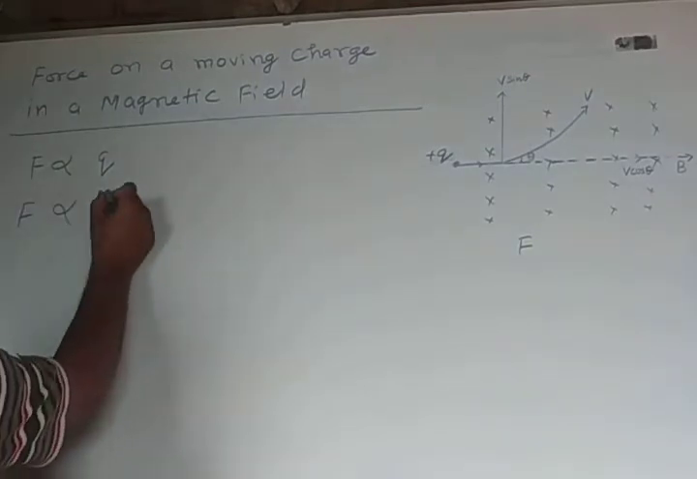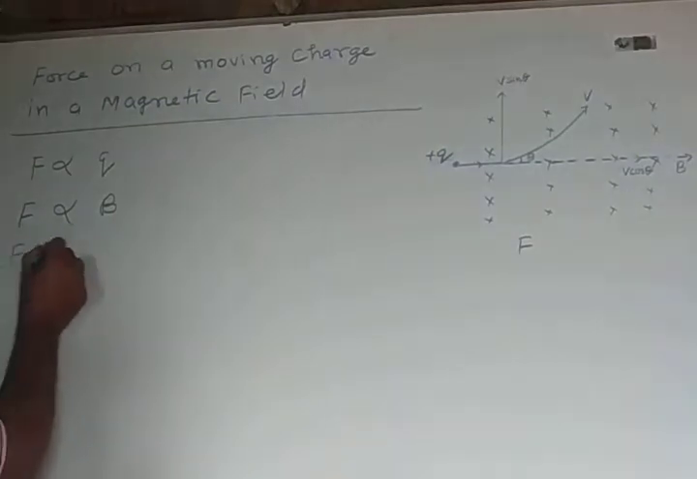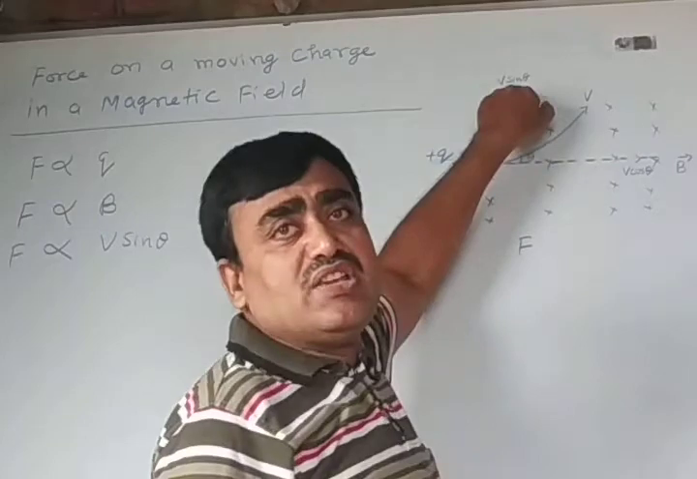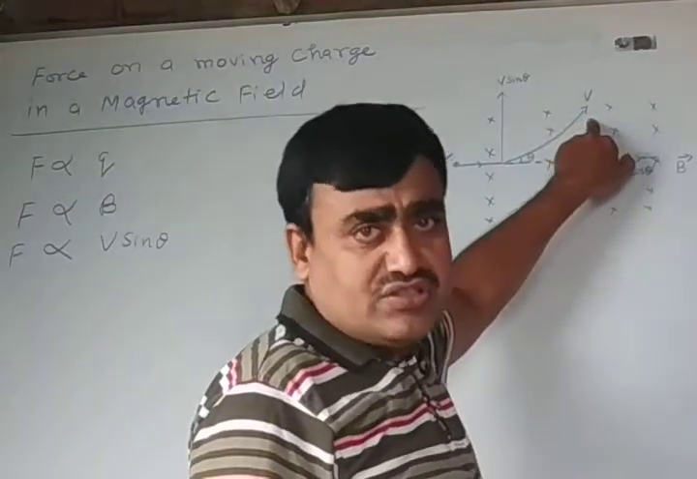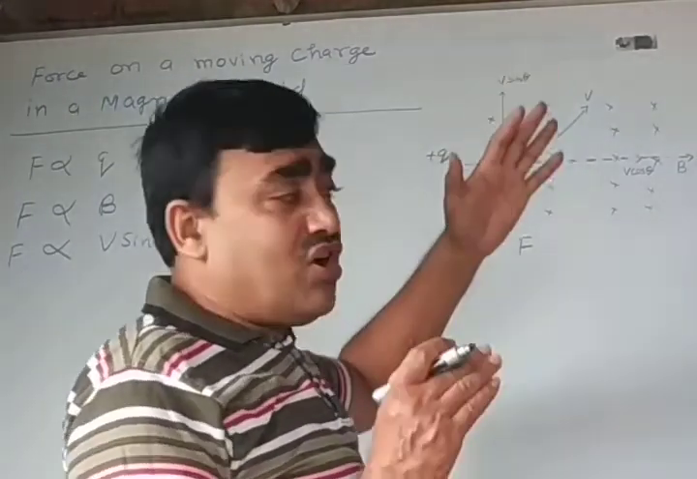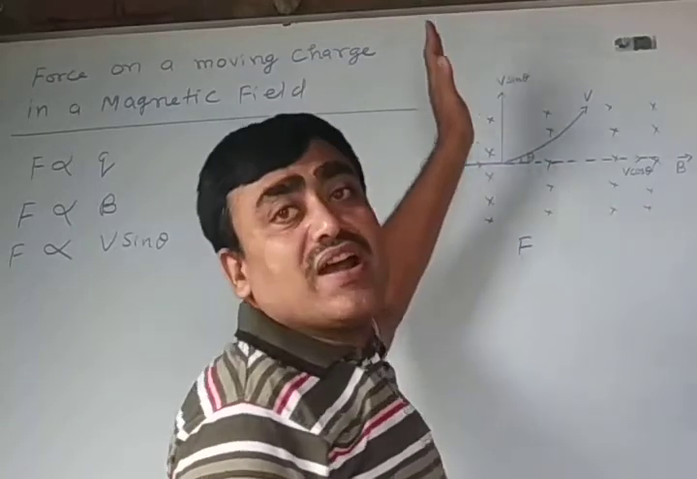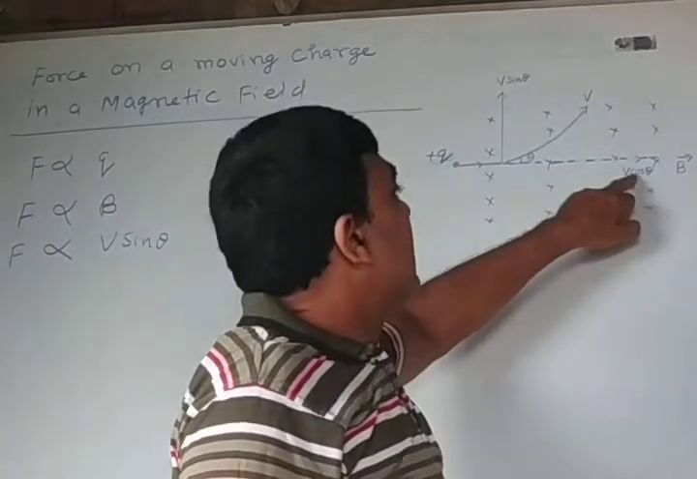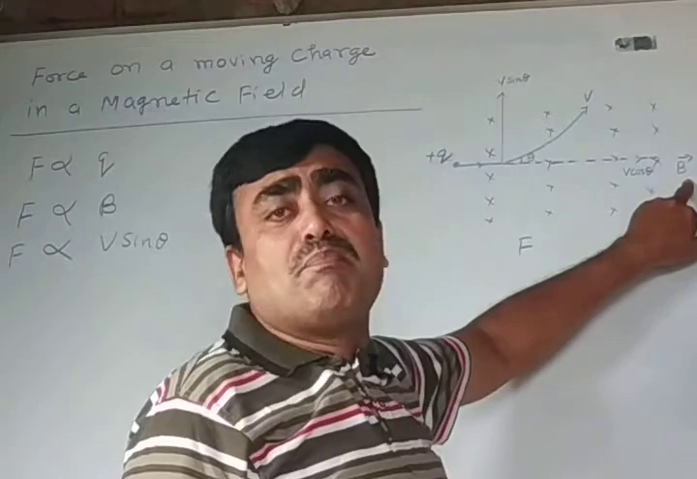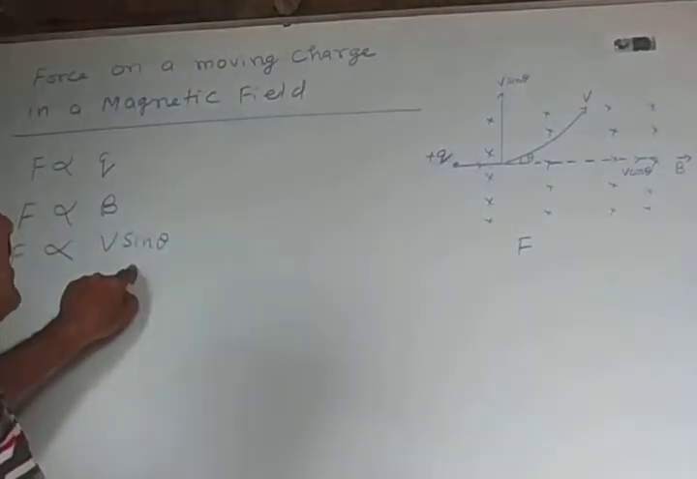F varies with B. B is the magnitude of the magnetic field. F varies with V sin theta. Here V sin theta is the vertical component of the velocity of the charged particle. V sin theta becomes effective because the direction of velocity changes in the upward direction, and its horizontal component V cos theta forms angle 0 with respect to the magnetic field and becomes ineffective. Here only V sin theta is effective.